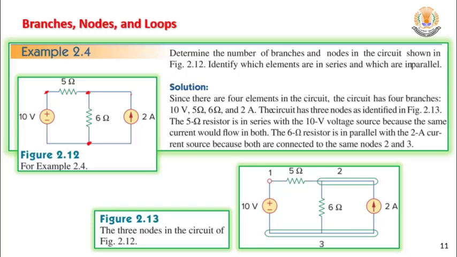Series and parallel. You have 2 elements. For each element, you have 2 unique terminals. If you connect them like that, this will be replaced by 1 node. Do you agree? So series connection, one common node. What else? The current will be the same.